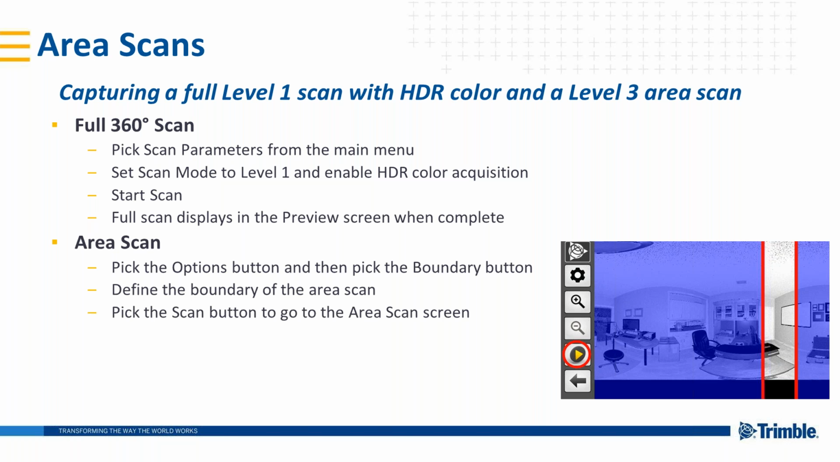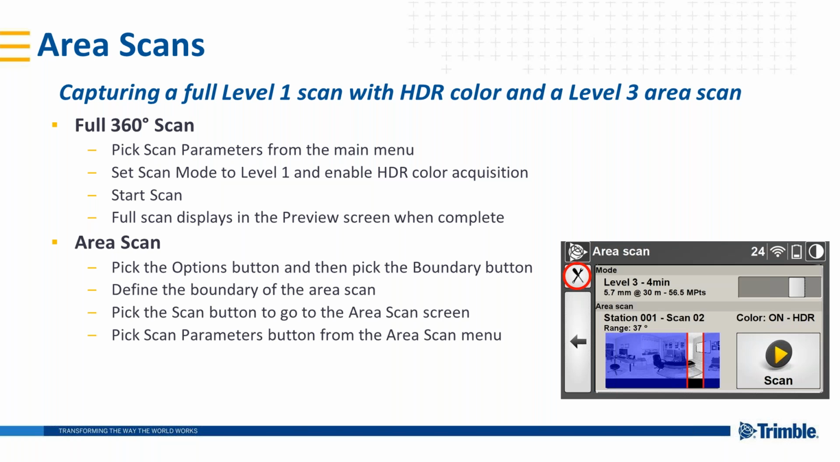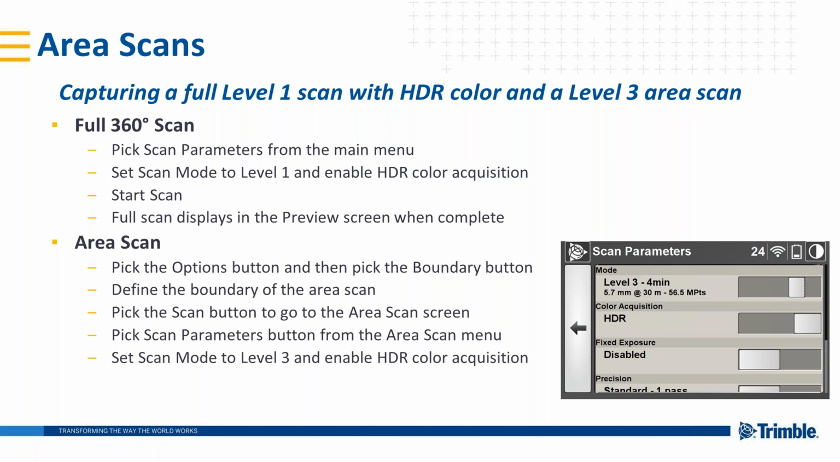Next, you will pick the Scan button to go to the Area Scan screen, and pick the Scan Parameters button to set additional parameters. You could then set the scan mode to level 3 and enable HDR color acquisition. If you do not enable color acquisition in the area scan, then it would be displayed in grayscale intensity when it is viewed with the full colorized scan in true color. And note that this is also where you would enable high precision 4-pass with the TX8, for example.